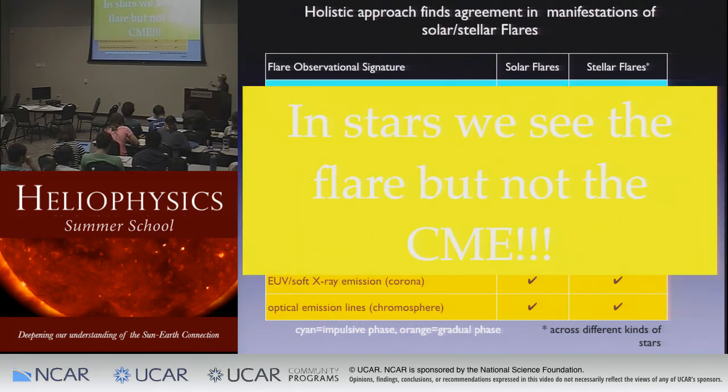So in stars, we see the flares, but we don't see the CMEs. That's why it is so important to derive a scaling law that works between the flares and the CMEs, because we can extrapolate from the flares that we can see the CME information that we don't see.